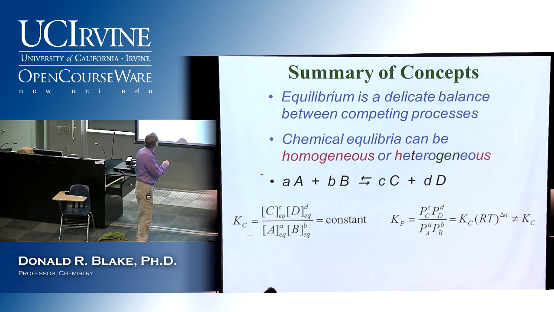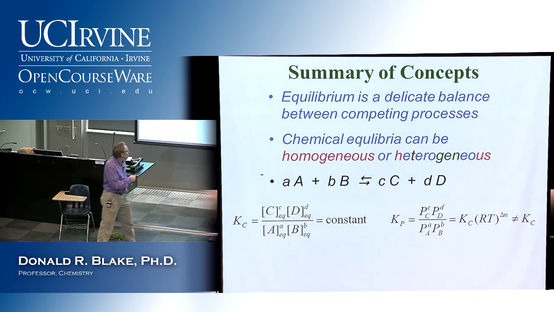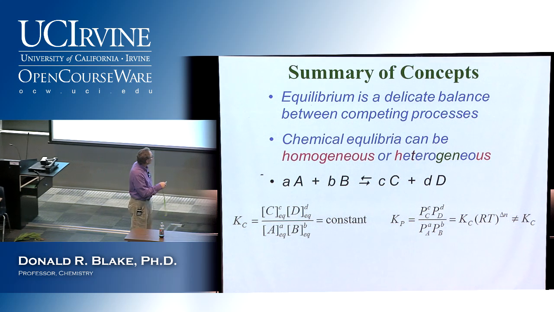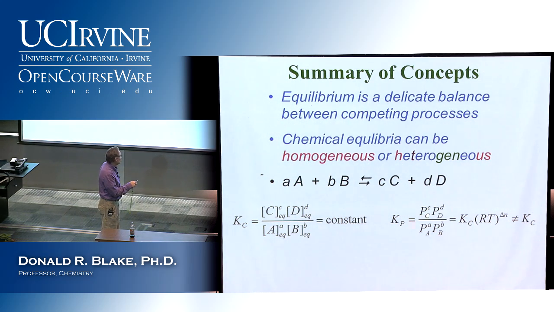So K sub C is equal to this. These are in concentrations, at equilibrium. These are the equilibrium concentrations or pressures for these species. So this is the pressure of compound C to the c power, compound D to the d power, and so on. And K sub P is then equal to K sub C (RT) to the delta n, and it's not equal to K sub C unless delta n is 0. Study this.